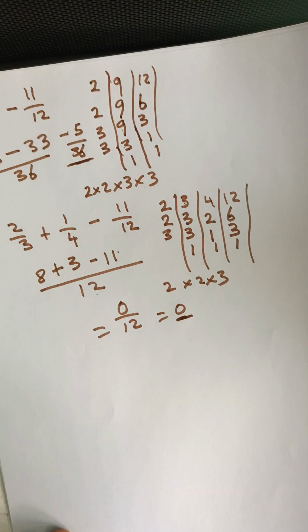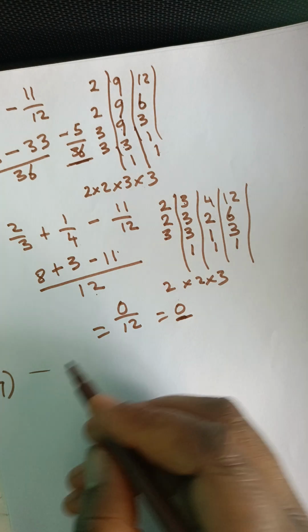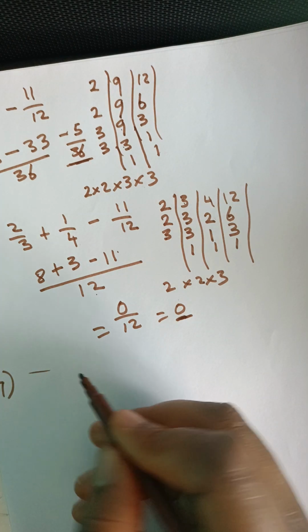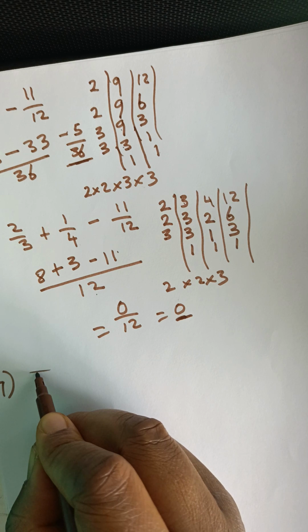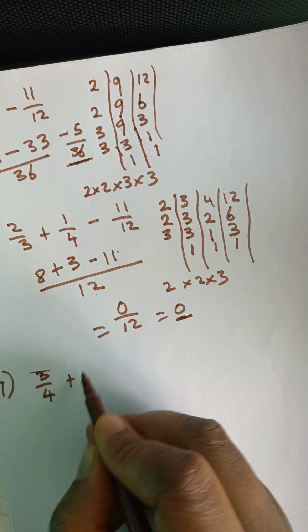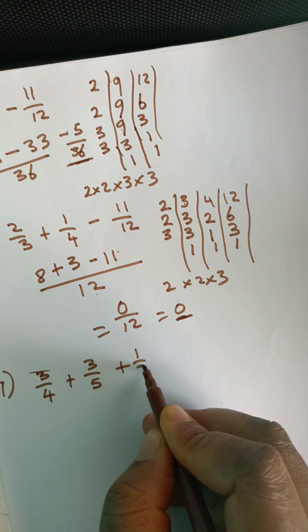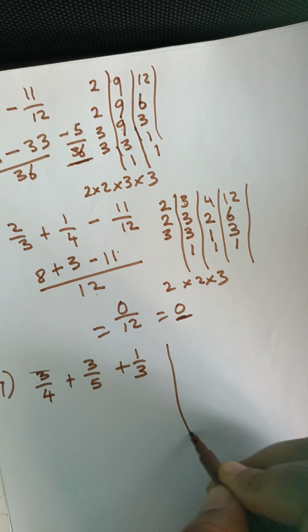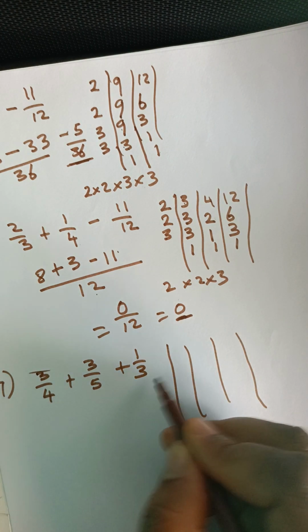Now, which one again do we go to? Number 7. Let's do something like this too. Let's do this. 3 over 4 plus 3 over 5 plus 1 over 3. What do we do first? Our LCM. LCM for the denominators, 4, 5, and 3.